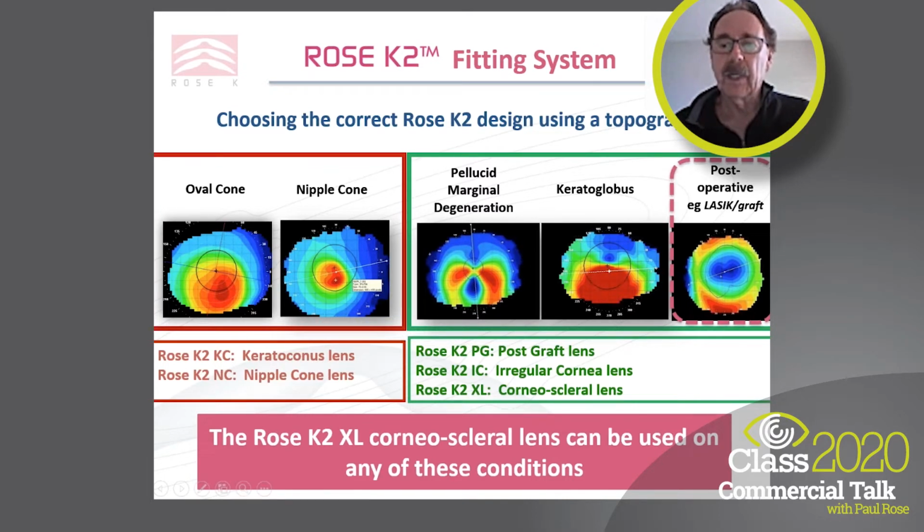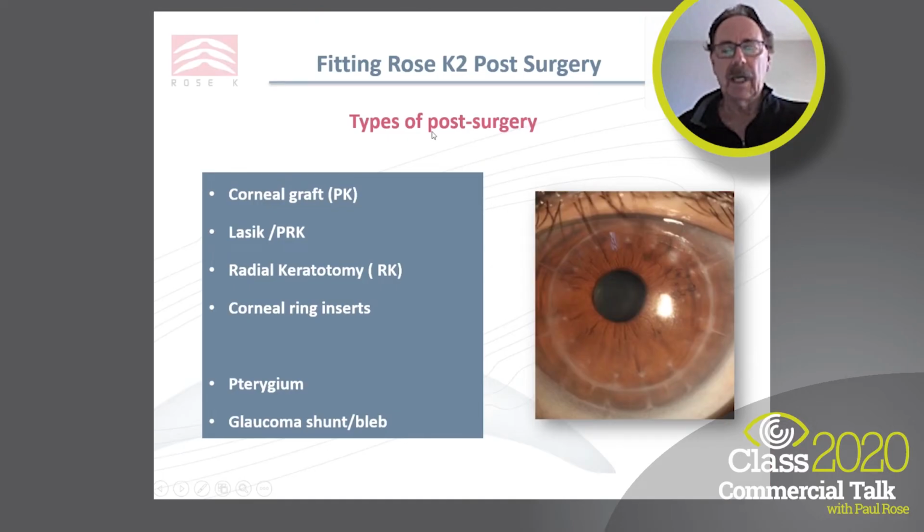But today's lecture is specifically related to the post-operative cases and mainly grafts, but we'll also touch on LASIK and some other types of surgery. So what types of surgery do we see that are common with corneal? Obviously the corneal grafts, and that can be full penetrating or can be a partial penetrating graft, which only either takes out the upper layers of the stroma or in some cases just an endothelial graft. So I'll talk about grafts in general.